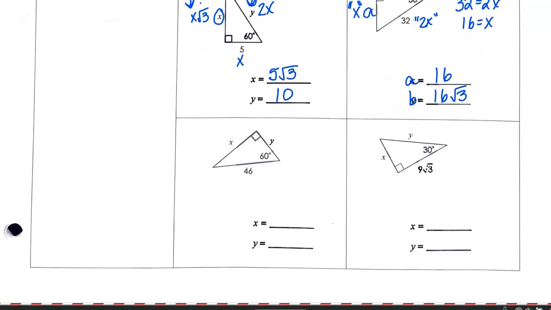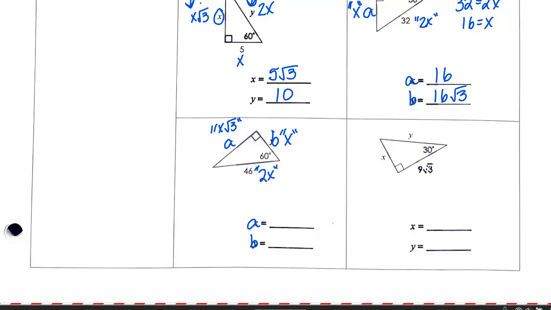All right, let's look at this next one. Again, let's change this to A and B. Just makes it easier. And then let's write in our ratios. So across from 30 degrees is our B. That's going to be our X. Across from 60 degrees is our X square root of 3. And across from the hypotenuse is 2X.